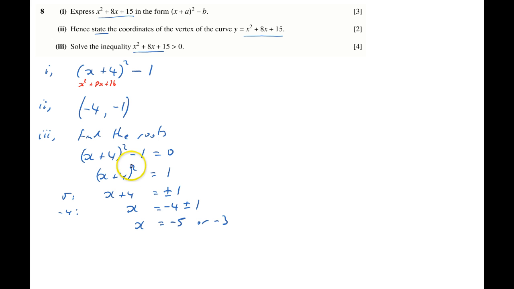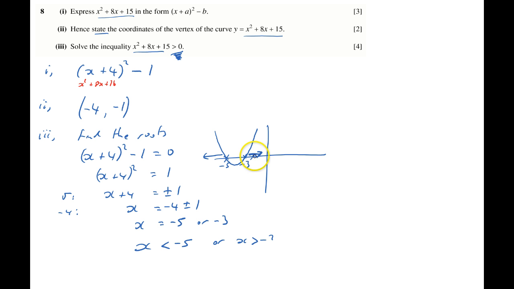But that tells me where the roots are. I've got to solve the inequality about when it is greater than 0. I'm always going to draw myself a little sketch. I know my two roots now are minus 5 and minus 3. And I've got an x squared, so it's going to be a u-shaped curve, like so. I want it greater than 0, so where is it above the line? It's above the line all the way there and all the way there. So therefore I'm going to have x is less than minus 5, or x is greater than minus 3.